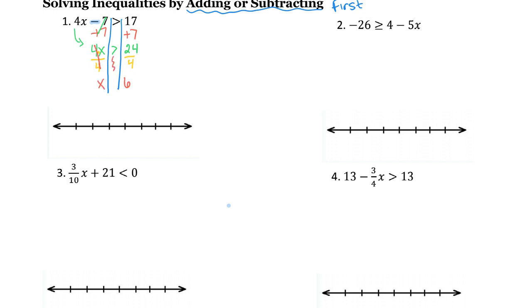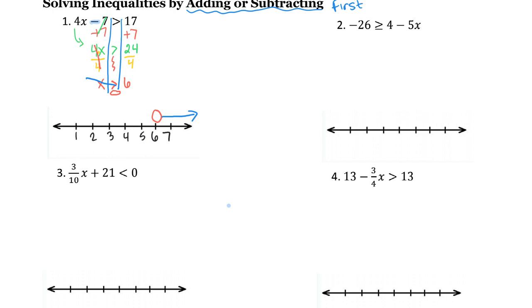And again, because I divided by a positive, I don't need to flip my inequality sign, so it stays like this. Okay, so now I need to graph this. I need to number my number line. Let's go 1, 2, 3, 4, 5, 6, 7. Because there's no equal sign, it's an open circle. And then we can draw our line from there. So now we know it's an open circle going to the right.